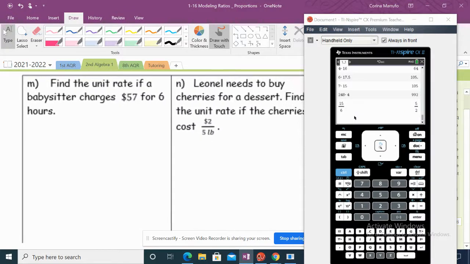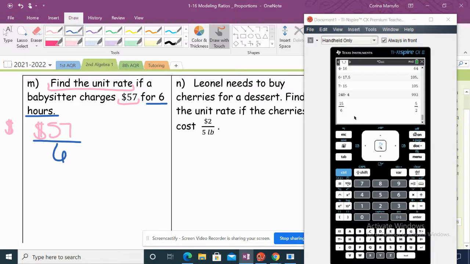Alright, so now the word problem. So here it says, find the unit rate if a babysitter charges $57 for 6 hours. So when they're asking us to find the unit rate, they want us to find for only 1 hour. Okay, so here they charge $57 for a total of 6 hours. Okay, so we're going to do it over 6. This is the money on top, and on the bottom we have hours.